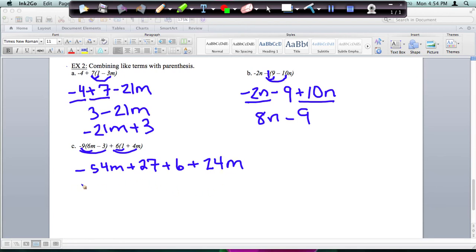Okay, so we've now gotten rid of all the parentheses. Let's look at our like terms. So let's start with the m terms since I'm going to write in descending order. So I have a negative 54m and a positive 24m. So if I combine those two, they equal a negative 30m. And now I'm going to go and look at my next like terms, which are these two numbers. So I'm going to underline them twice to show them. So it's a positive 27 and a positive 6. And those two add to be a positive 33. And that is in simplest form, so that's our answer.